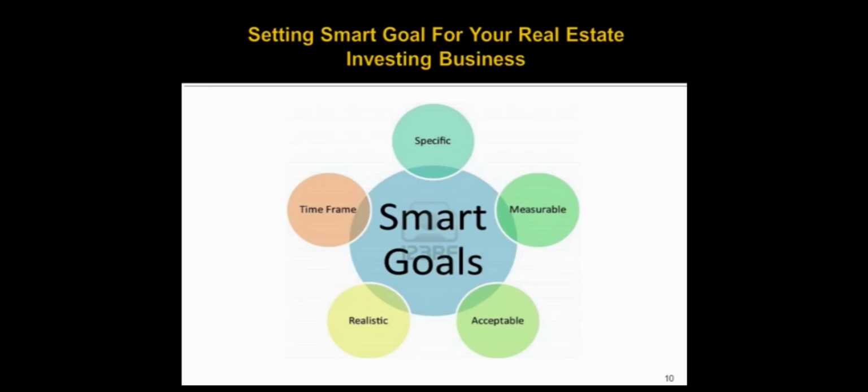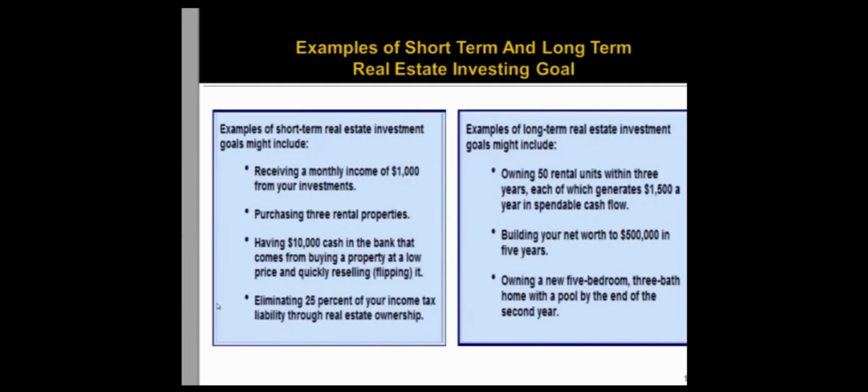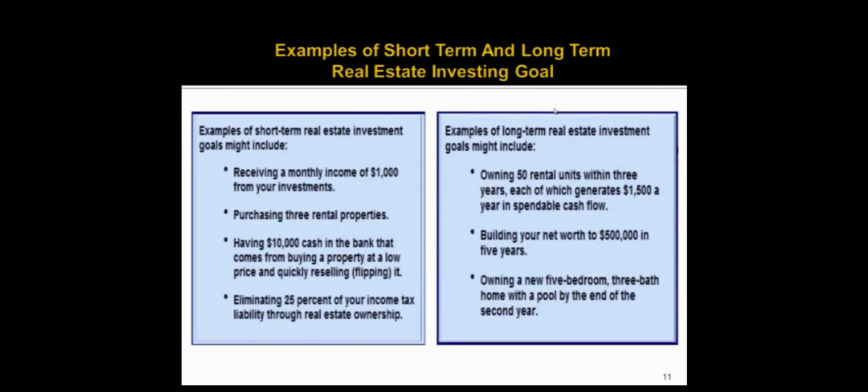A typical example of a short-term goal could be receiving $1,000 on a monthly basis from the investment properties that you have, or it may be just buying 3 rental properties in the next 6 months. So these are very short-term goals that you create for yourself. And long-term goals are goals that you plan, say, 5 years from now. How many rental properties do you want to own 5 years from now? How much do you want your net worth to be, say, 5 years from now?